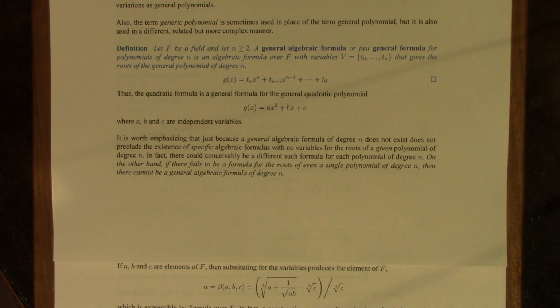Okay? Let me say it again. If there fails to be an algebraic formula for the roots of even a single polynomial of degree n, just one, then there can't be a general algebraic formula for all polynomials of degree n. And that's critical, because that's how we're going to show that there is no general algebraic formula for degree 5 or greater, by finding a polynomial whose roots have no formula, no algebraic formula.